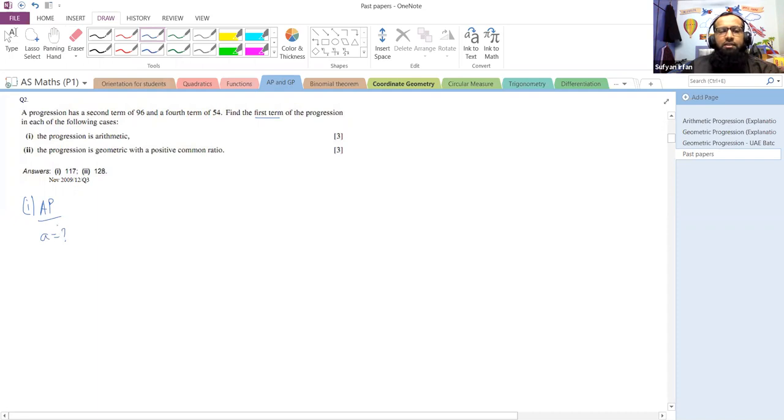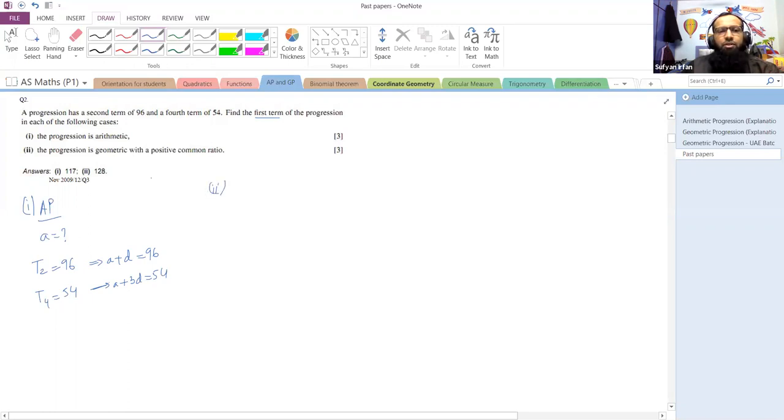Now the data is given. The second term is 96. The fourth term is 54. And we have to find the first term if the progression is arithmetic. The second term is basically A plus D. A plus D equals 96. The fourth term is A plus 3D, which equals 54. If we solve the two equations simultaneously, we'll get A and D.